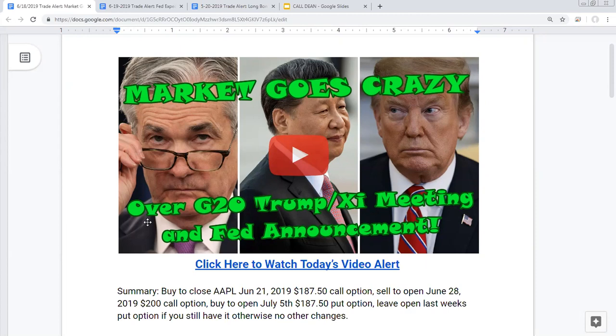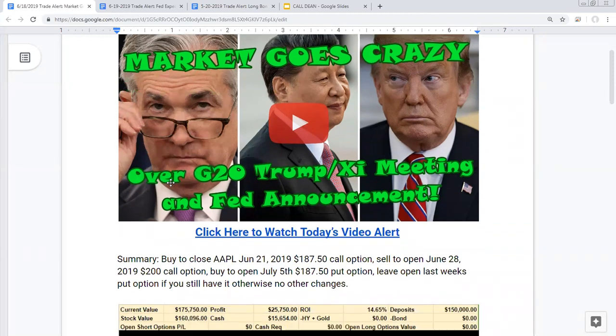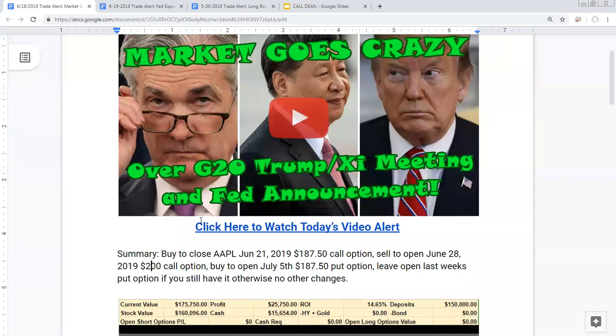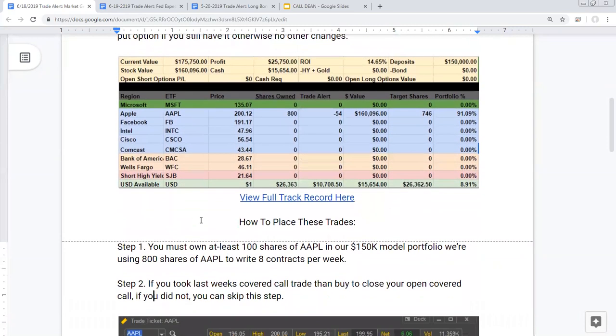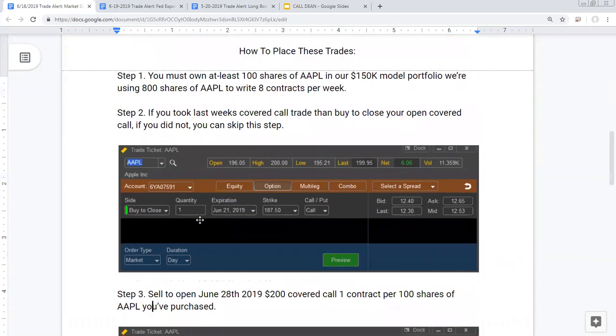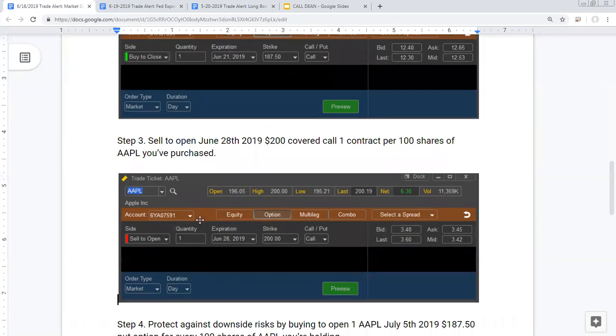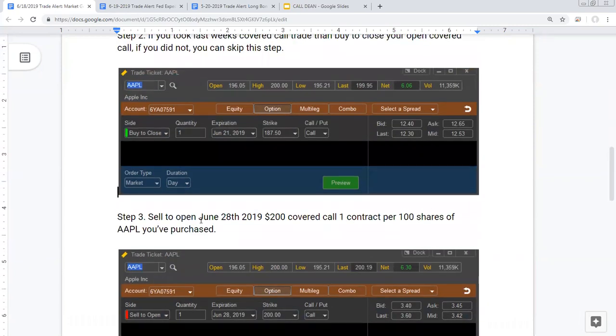So this is our Tuesday trade alert to the Diamond Club, just to give you a look at how it looks. We text out a simple version of what to do, so you can just get it on your phone. It's typically going to be to buy to close the previous covered call, sell to open the new covered call, and then purchase any sort of hedge that we're buying to protect against downside risk. And so our Apple trade, we write it out step 1, step 2, visualize how to do it.